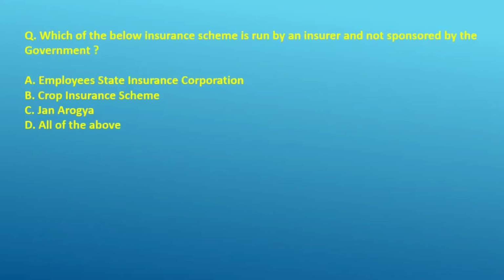Next question is, which of the below insurance schemes is run by an insurer and not sponsored by the government? When we see the options, the first two options, Employee State Insurance Corporation and Crop Insurance Scheme, these two schemes are run by the government. So the answer is Jan Arogya.